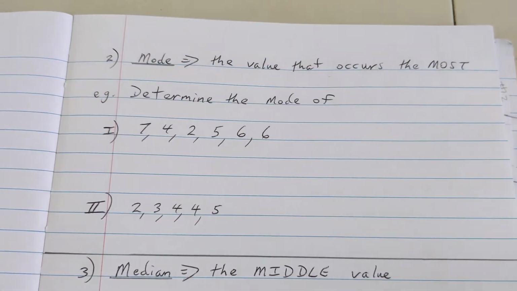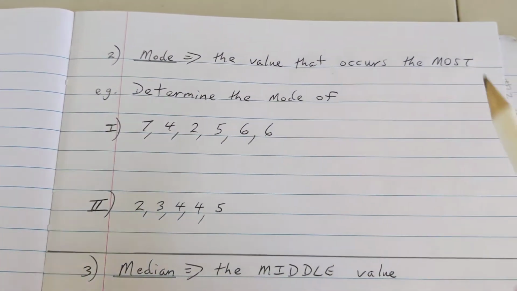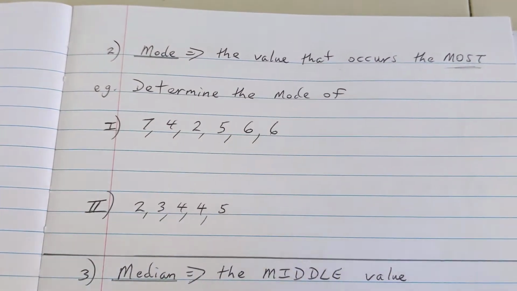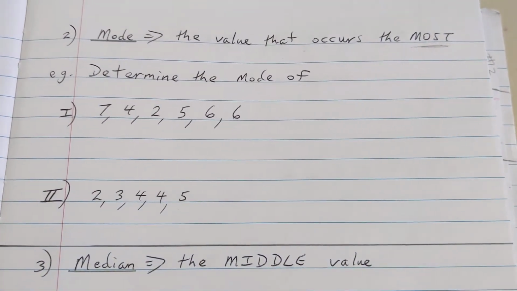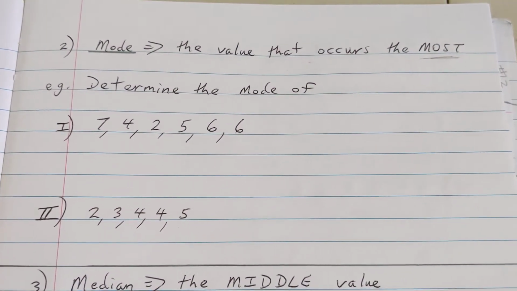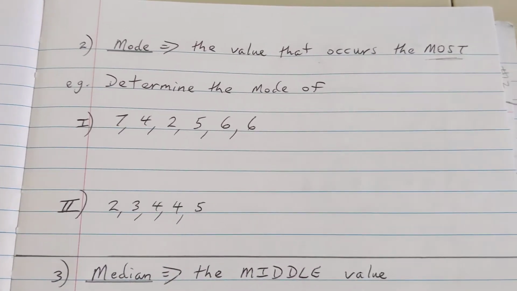Now we're going to look at the mode. Now the mode is by far the easiest. The mode is the number that occurs the most, the most popular number, the most common number. So the mode doesn't have anything to calculate. You look at the information and pull out your number.